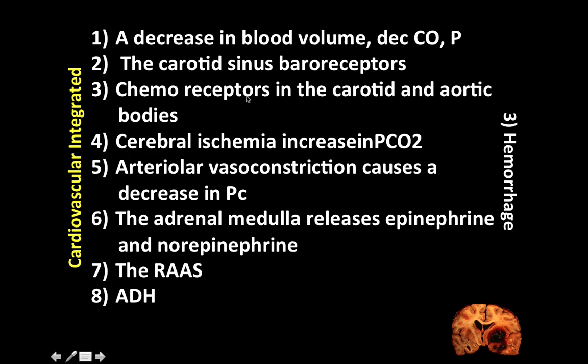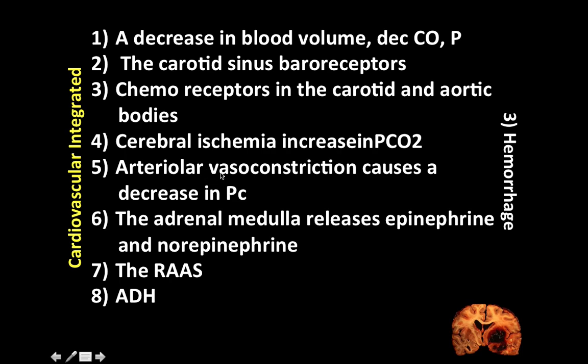So this point here of chemoreceptors, they're kind of the friends of baroreceptors. They try to help the baroreceptors with their job. Number 4 is cerebral ischemia. If we have ischemia in the brain, that can cause an increase in PCO2. What's going to happen when we have an increase in PCO2? This activates chemoreceptors in the vasomotor centers, and what does that do? It increases sympathetic outflow.